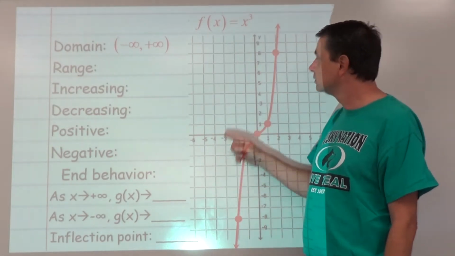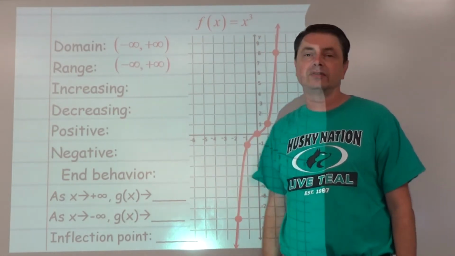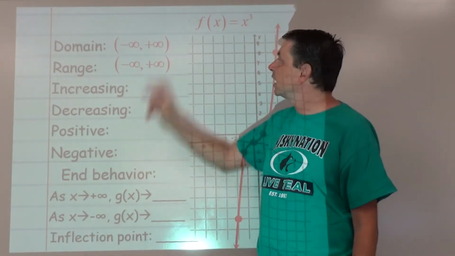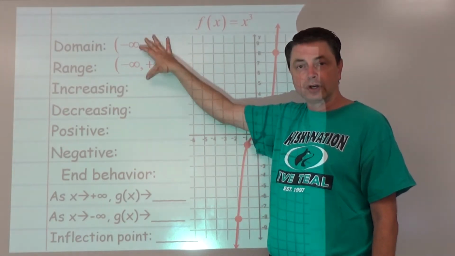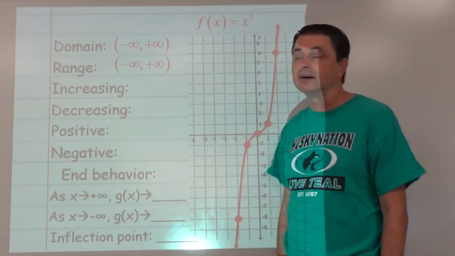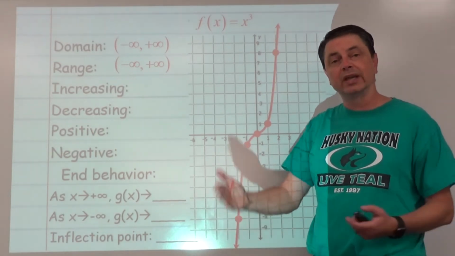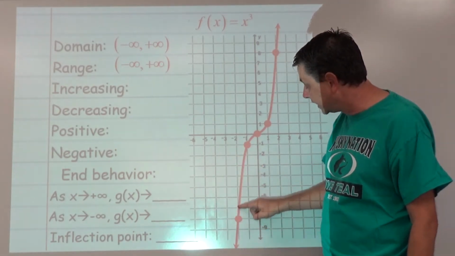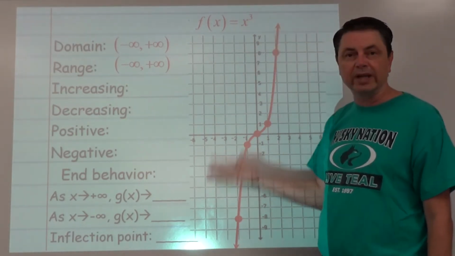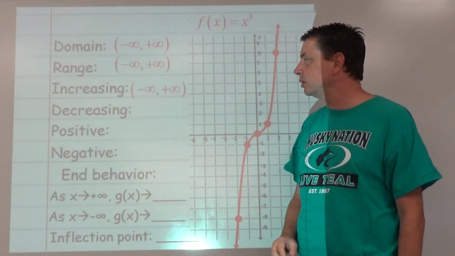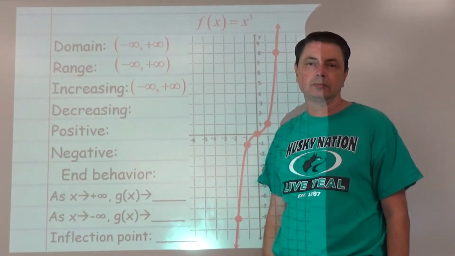The range, how low does it go? How high does it go? That one's also -infinity to positive infinity. And the nice thing about cubic functions, that's going to be true for every cubic function that we graph. All right, where are we increasing? Where is our graph going up as we trace from left to right? It's always going up. So increasing would be from -infinity to positive infinity. It's increasing the entire time.